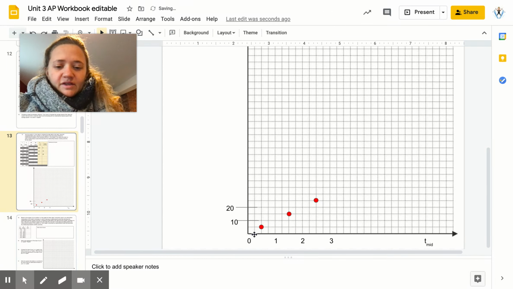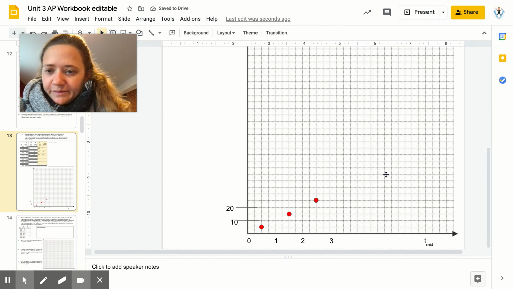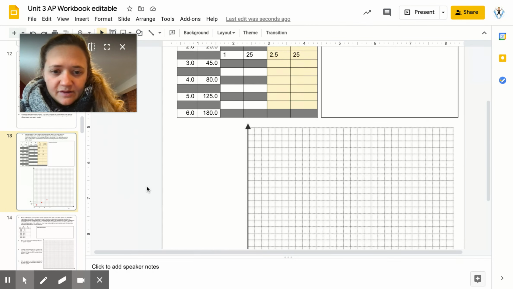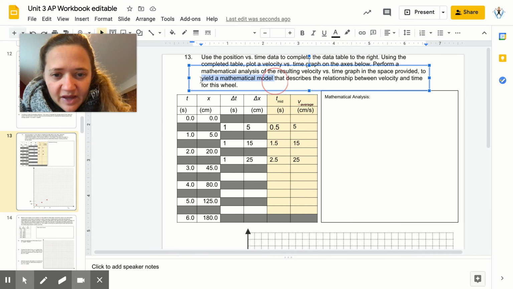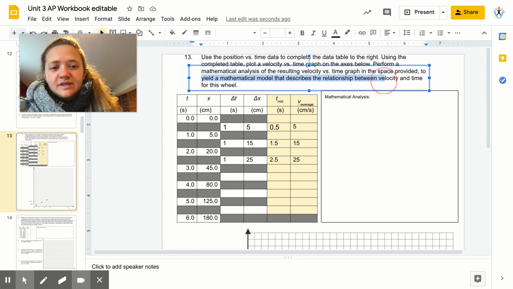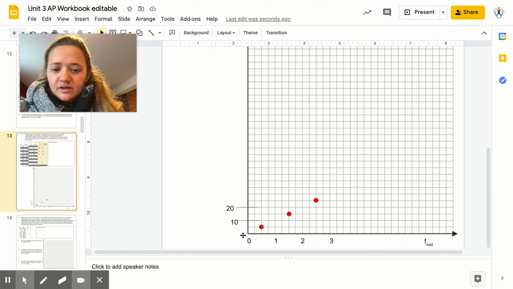And so we've started to get a velocity time graph. And that is what you should continue to do. And then after you've got your velocity time graph, yield a mathematical model that describes a relationship between velocity and time. So you're going to calculate the equation of the line for this graph.